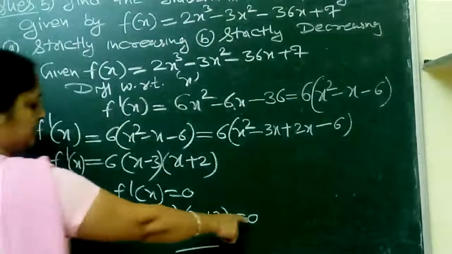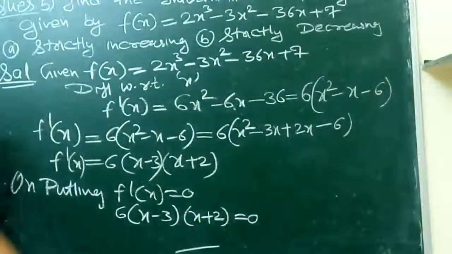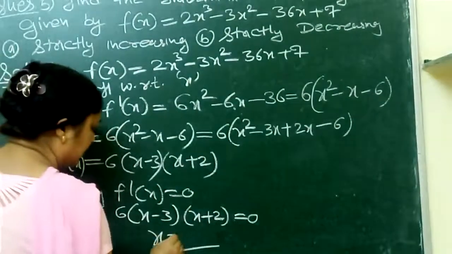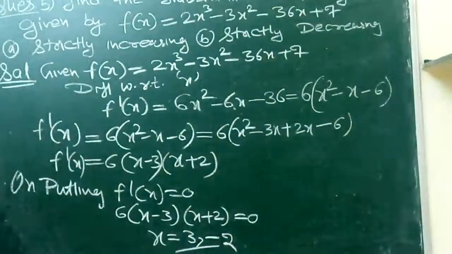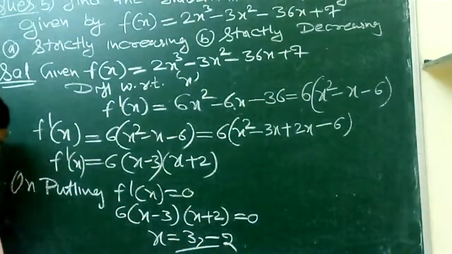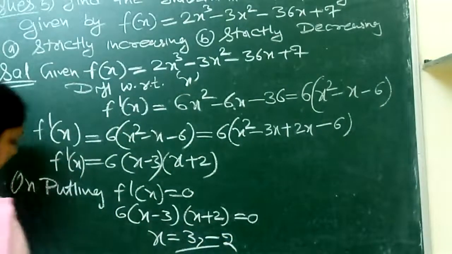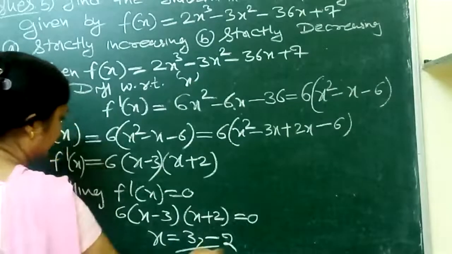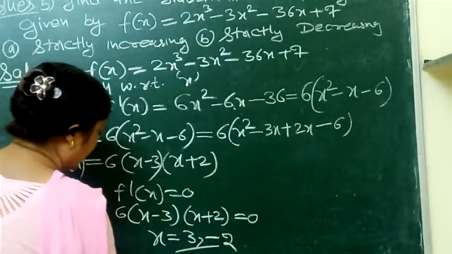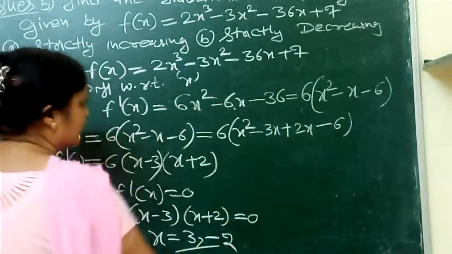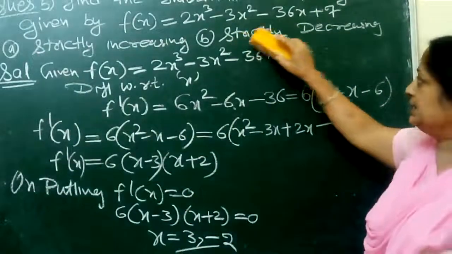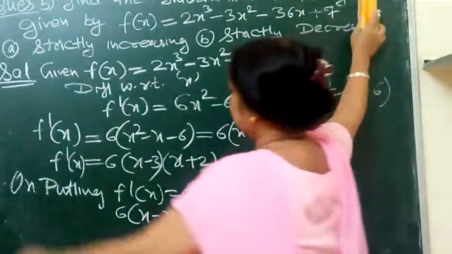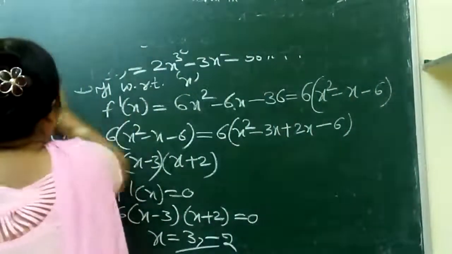Therefore 6 will come this side, so 0 it will come 0, and the value of x will come 3 comma minus 2. This is the value of x. The value of x is coming here, 3, minus 2. After that, we have to find out the interval for strictly increasing and strictly decreasing. So what will come here after this step?